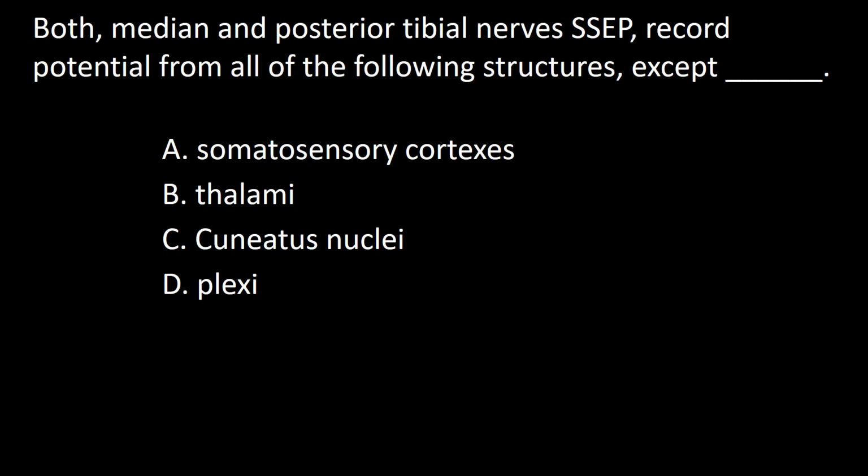Next question. Both median and posterior tibial nerve somatosensory evoked potentials record activity from all of the following structures except: A, somatosensory cortices; B, thalami; C, cuneatus nuclei; D, plexi.